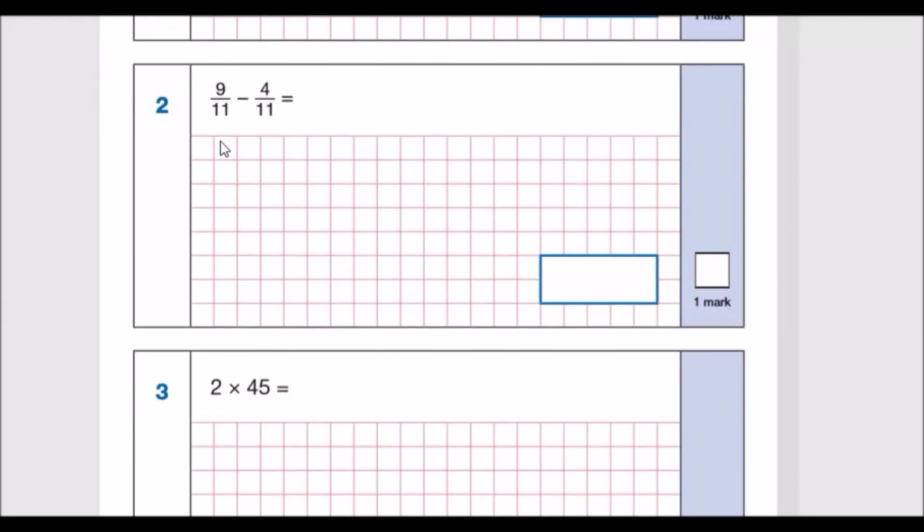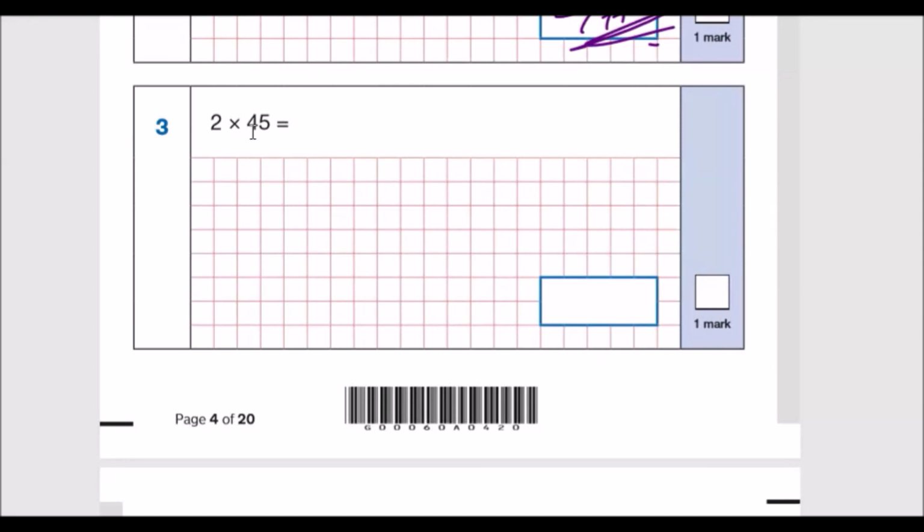Next one, 2. 9 11ths take away 4 11ths. Well, because the denominators are the same, we just plus or minus the top. Because we subtract, it'll be 9 take away 4 is 5, so 5 11ths. Easy. Question 3. Double 45.